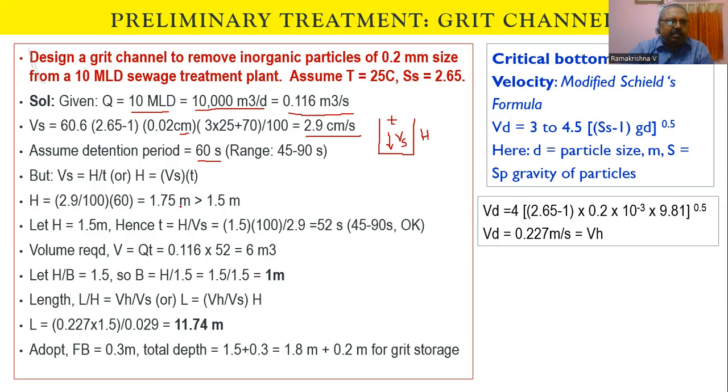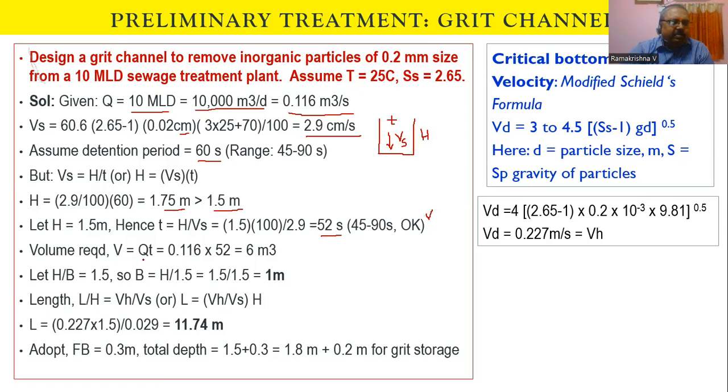That I'm converting into meters. So it is going to be 1.75 meters, slightly greater than 1.5 meter. So I'm keeping the h value as 1.5 now, rewriting calculations. T is equal to h by Vs. Using that information, the value you are getting is around 52 seconds, which is between the 45 to 90. So this check is satisfied.